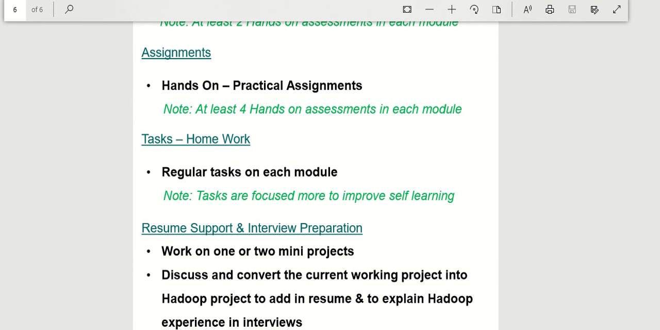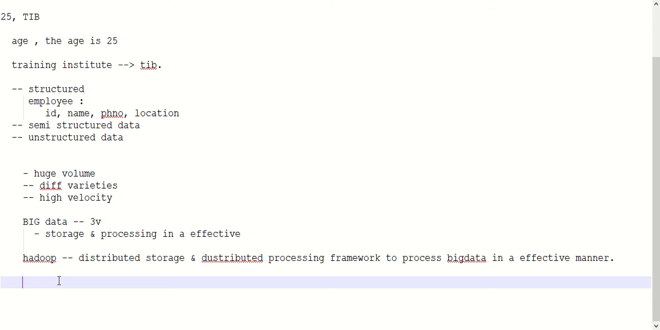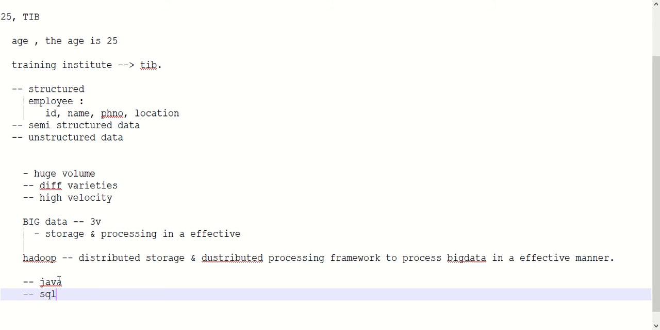Coming to prerequisites, obviously you would be wondering what you should already know to learn big data. Should I learn Java, should I learn SQL, up to what level should I know Java, and up to what level should I be good in SQL? You don't need to worry about the prerequisites. Don't think too much about these things.